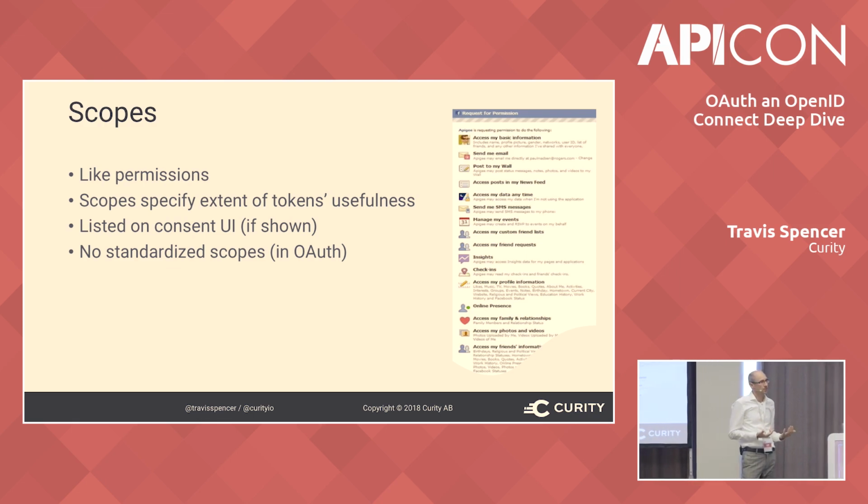There's no standard scopes in OAuth. There are in OpenID Connect, and we'll look at some of those. This allows you to do a lot of things. Allows you to do different security models and to use those in your security model.